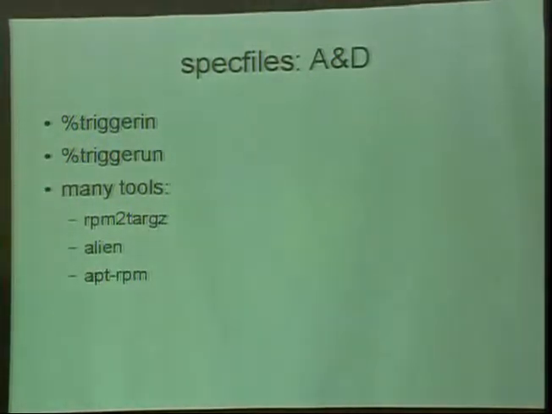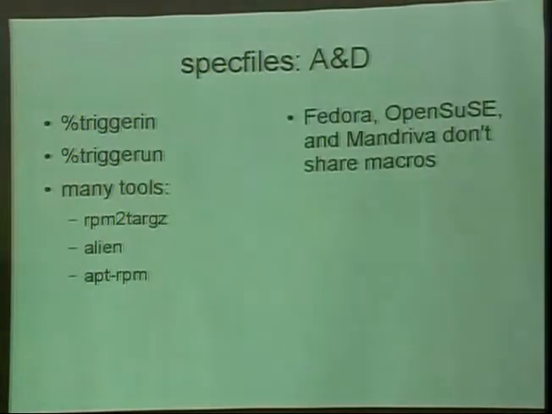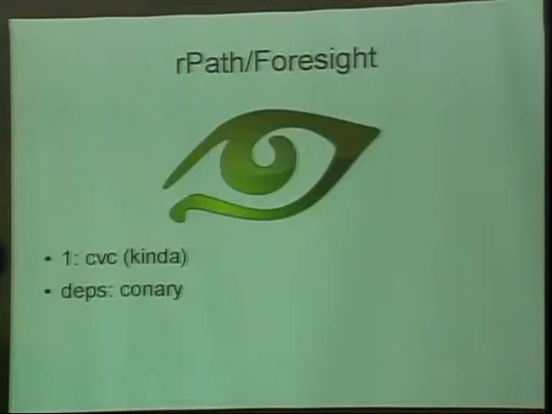And then the other advantage of RPM is it's just mature. There's lots of tools. You have rpm2tgz and Alien for Debian's RPMs. And then there's even apt-rpm and other stuff. The disadvantage is, I think last time I talked to an OpenSUSE guy at the last LinuxWorld, they don't share macros. So the macros I'm talking about are mostly Fedora specific, but who knows what they're called in OpenSUSE? Who knows what they're called in Mandriva? Which is a little bit sad because they're all RPMs. It would be nice if we can all share. So hopefully that improves. Foresight.